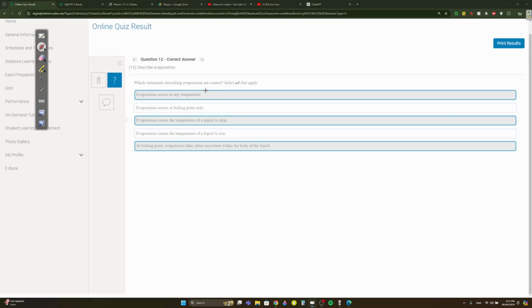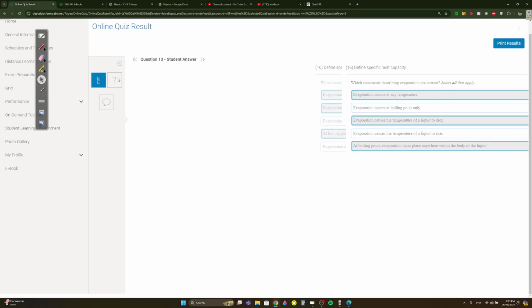Question 12, which is true about evaporation? It occurs at any temperature, we know this, and it causes the temperature of the liquid to drop. Okay, at the boiling point, evaporation takes place anywhere within the body of liquid. Sure, since all of them, like let's say you have water, it's all 100 degrees Celsius. What's going to happen to them? They're all gonna start evaporating, right? So it's gonna take place anywhere in the liquid.